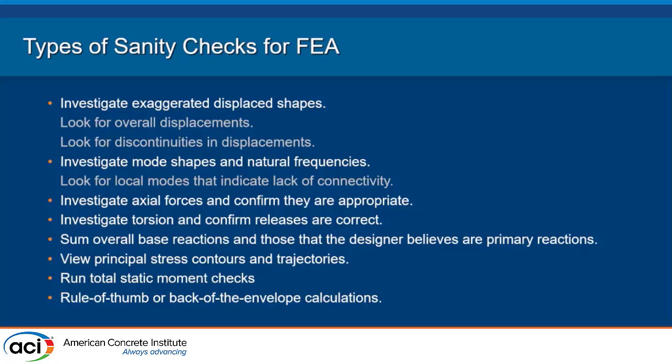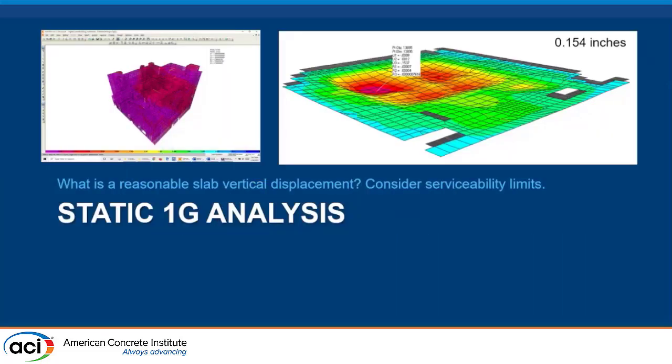Viewing the principal stress contours and trajectories is very helpful. And then running total static moment checks and just rules of thumb, back-of-the-envelope calculations are always helpful. So a static 1G analysis, that's just, you've modeled it, you might as well run it with just gravity and just understand what's happening. Look at the deflected shape, look at the expected reactions. It's a very quick check before you add a lot more complexity, that you don't have some very rudimentary mistake, like the wrong material that you've accidentally applied to some of these members.